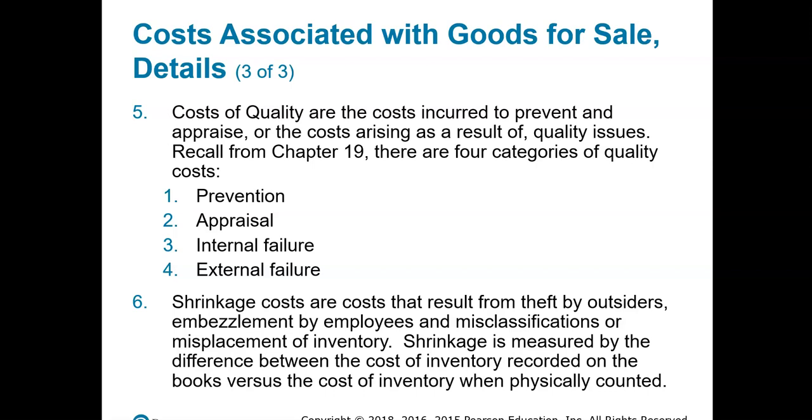So that's what this is. Shrinkage costs are just the costs that result from theft by outsiders, embezzlement by employees, and simply misclassifications or misplacement of inventory. And the dollar amount on that shrinkage is going to be the difference between the carrying value of the inventory on the books and the cost of inventory once we physically count all the inventory in our store. And then that dollar amount is going to be associated with shrinkage costs.